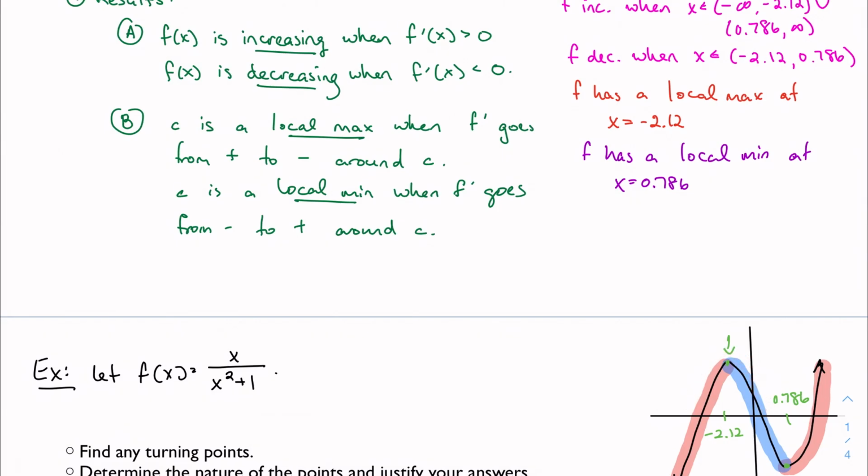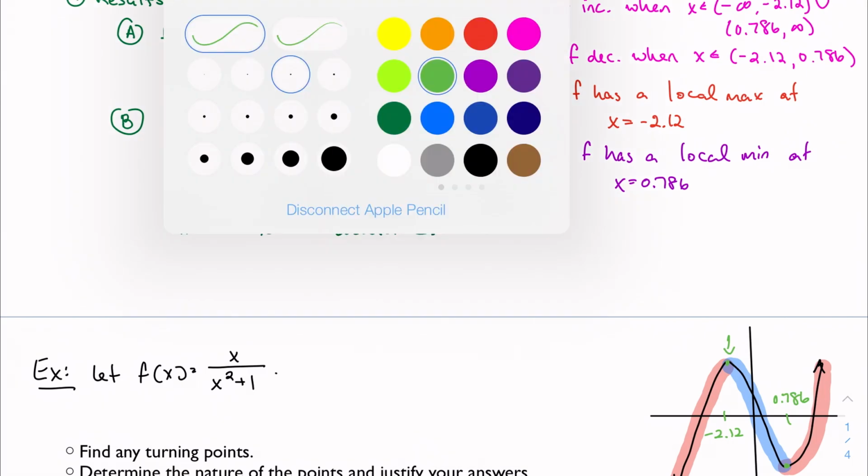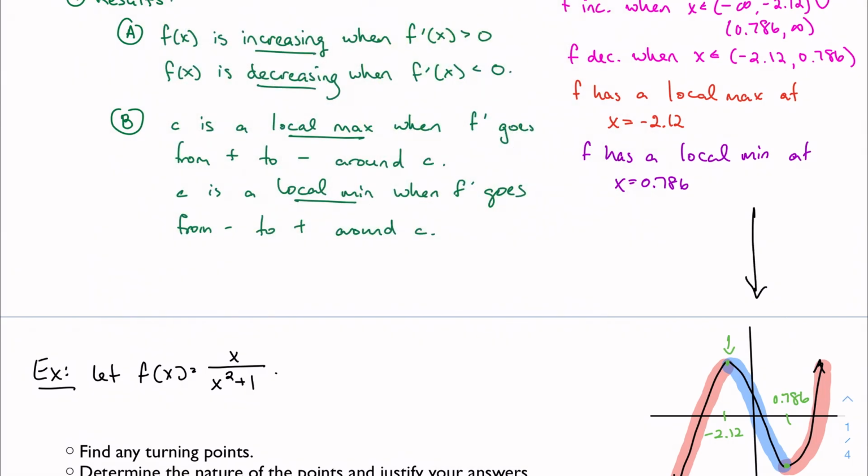Likewise at 0.786, right? I'm going from a negative derivative to a positive derivative. So my graph is decreasing, and now it's increasing all of a sudden. So I have kind of a valley. I have peaks and valleys, so I clearly have a minimum here. So this is just my graph from above. I'm just going to make a note of that so I don't get confused.